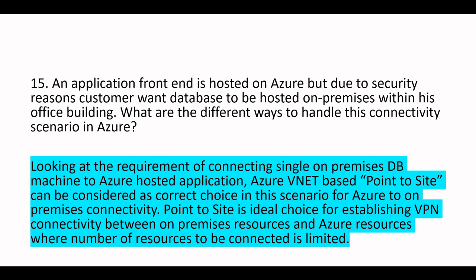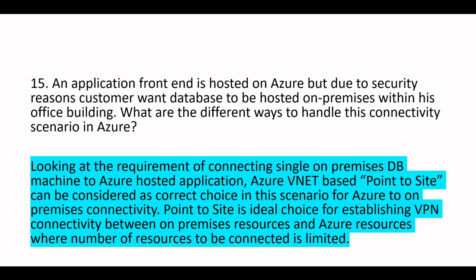But one thing, point-to-site means only a few resources will be there on your on-premise. We have point-to-site connectivity, we have site-to-site connectivity, we have ExpressRoute connection. These are all the methods we can use to connect our on-premises infrastructure to Azure. So what is the question here? The application front end will be on Azure, but the database will be on-premise. So there will be a single database hosted on-premise.